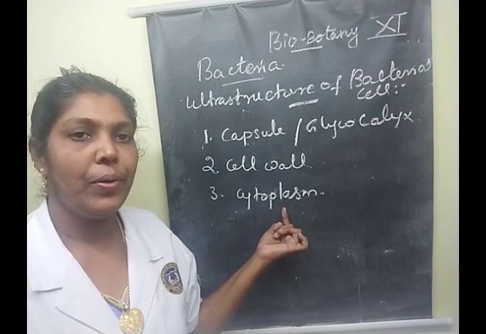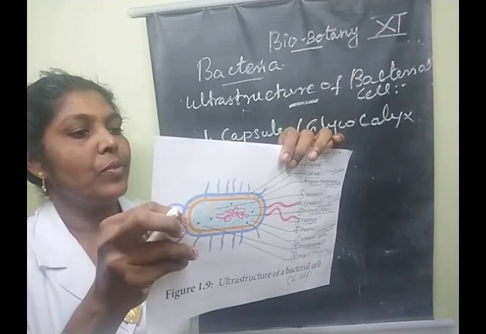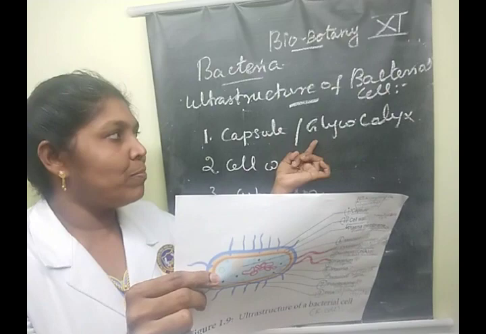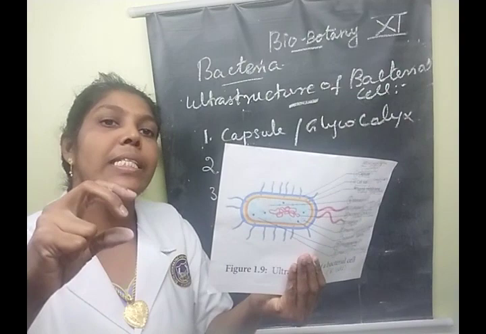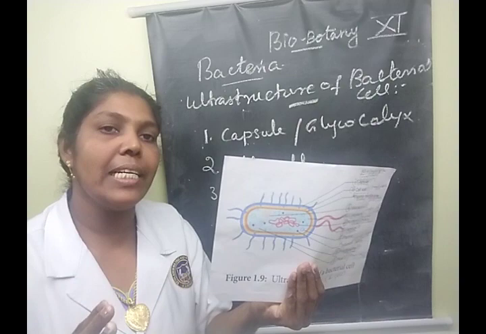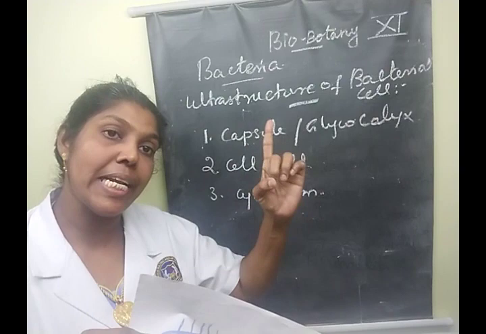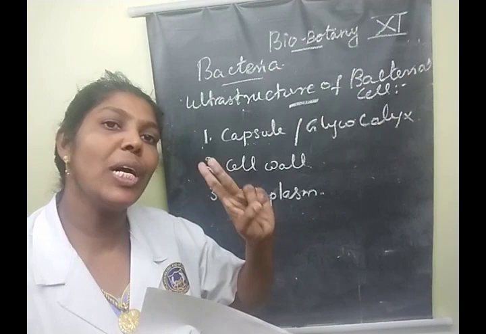Okay? The next one, we learn one by one. First one, what is capsule or glycocalyx? All of you see this diagram, children. Here, the first one is the outermost area. What do we mean by capsule or glycocalyx? This layer around the bacterial cell is a gelatinous substance, children. It has two components, polysaccharides and mucosaccharides. These two chemical substances are present in this gelatinous sheet, sometimes both together.